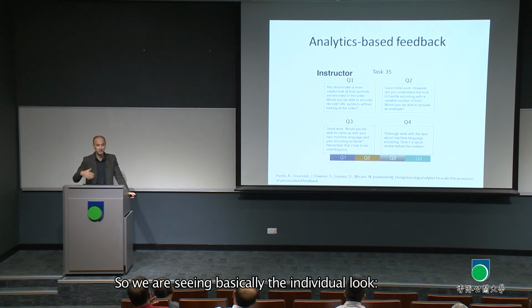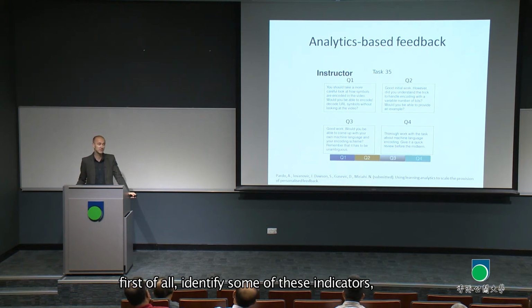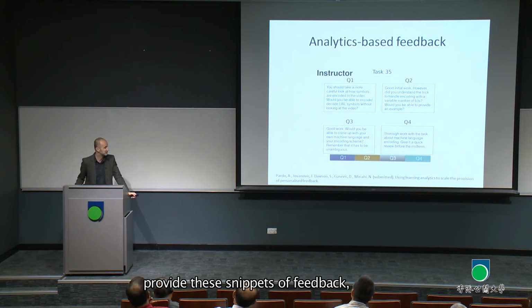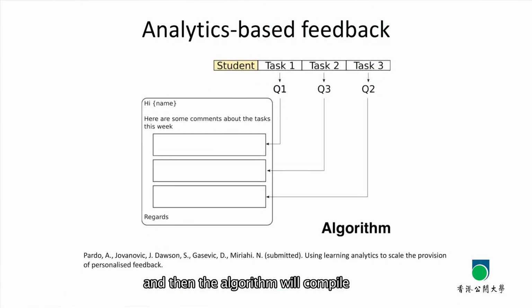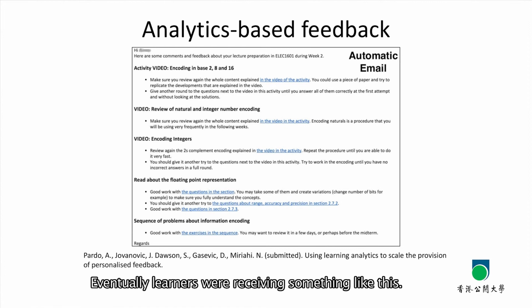So the instructor will, first of all, identify some of these indicators and provide these snippets of feedback, and then the algorithm will compile these snippets of feedback for every given student. So say a student that, in this particular example, in task 1 was in quartile 1, would get a snippet from quartile 1. Task 2, quartile 3, a snippet of that. Eventually, learners were receiving something like this. So learners were receiving very personalized feedback, which was also offering them guidance.